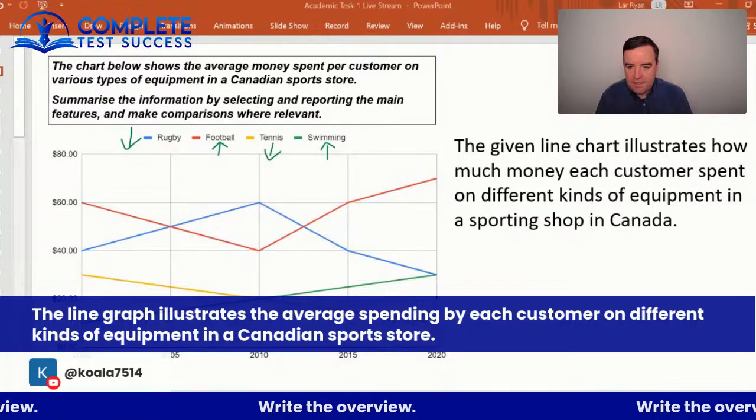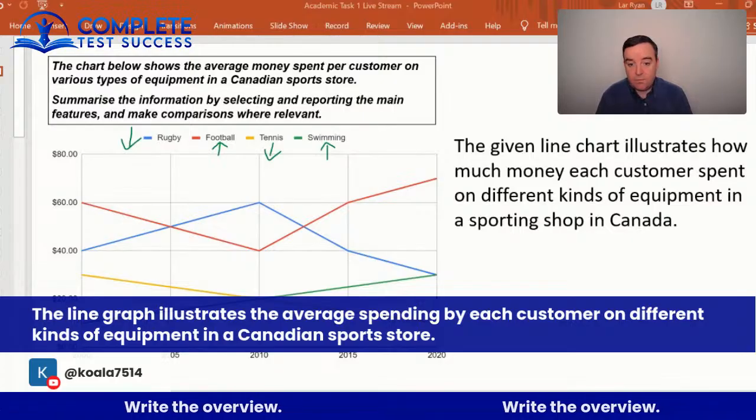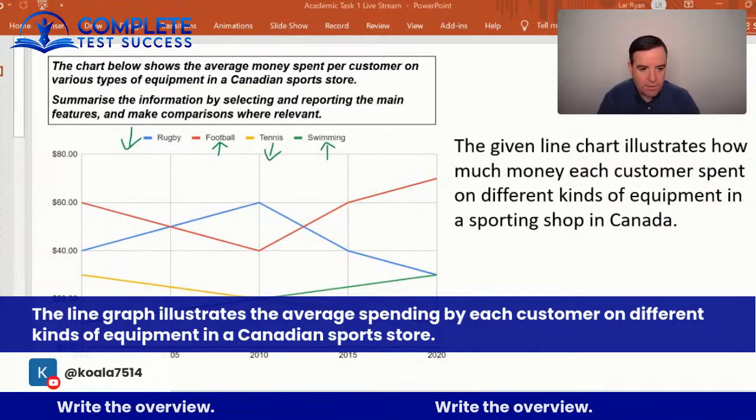Koala, the line graph illustrates the average spending by each customer on different kinds of equipment in a Canadian sports store. Yeah, very strong. Good paraphrase, well done.